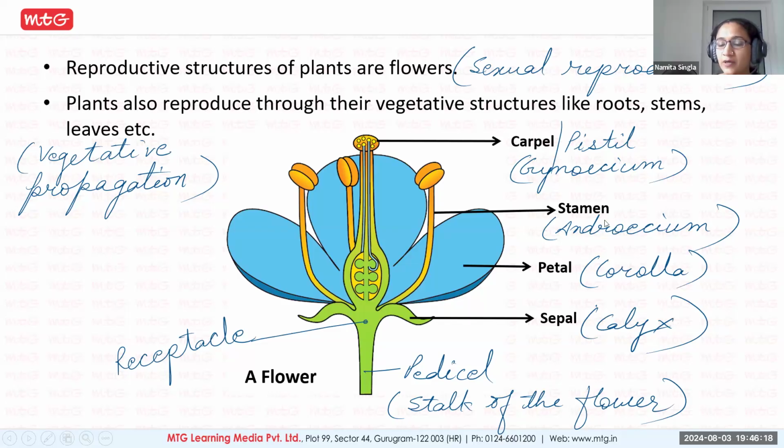Stamen is the male reproductive part of the flower. A group of stamens is called androecium. Carpel or pistil is the female reproductive part of the flower, and they are grouped together to form the gynoecium. Pedicel is the term used for the stalk of the flower, and it joins with the stem. Then receptacle, or thalamus, is the area of the flower on which all the floral whorls are situated. Floral whorls or floral organs means sepals, petals, stamens, and carpels. They are all located on the thalamus. The functions of these floral parts we'll be doing in one of the slides coming ahead.